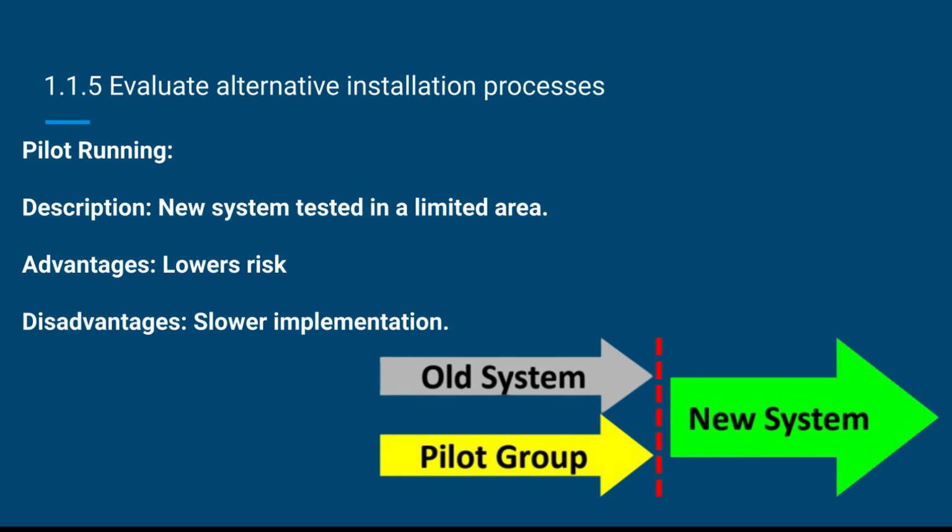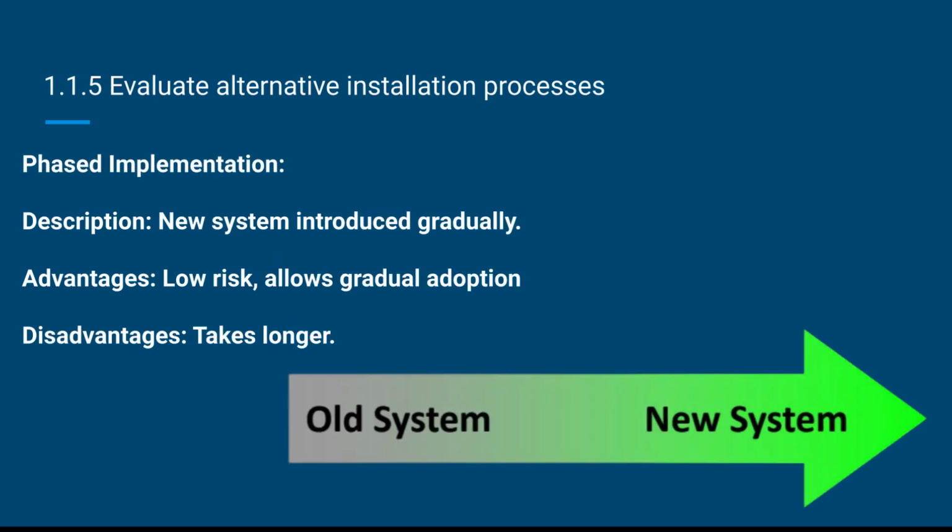A drawback is slow implementation. If a company wants to implement a new system directly, this isn't the best because it takes a lot of time. Now on to phased implementation, which is when you introduce a new system gradually. Some advantages include it's low risk as it allows gradual adoption, and again, the same as with pilot implementation, it takes a lot of time and it's not the best option if the company wants to implement it directly.